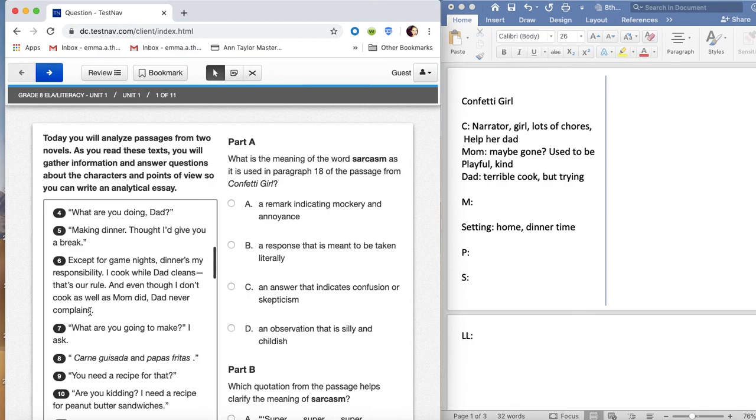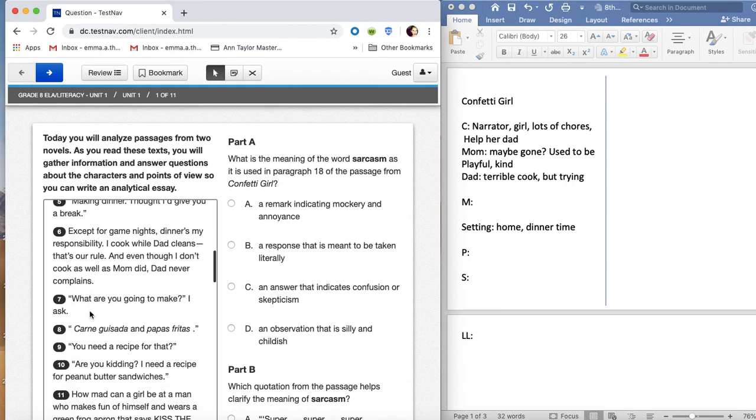What are you doing, Dad? Making dinner. I thought I'd give you a break. Except for game nights, dinner's my responsibility. I cook while Dad cleans. That's our rule. And even though I don't cook as well as Mom did, Dad never complains. Oh yeah, she must be gone. What are you going to make, I ask. Carne, guisade, and papas frites. You need a recipe for that? Are you kidding? I need a recipe for peanut butter sandwiches. How mad can a girl be at a man who makes fun of himself and wears a green frog apron that says, "Kiss the cook," and tube socks over his hands for pot holders?